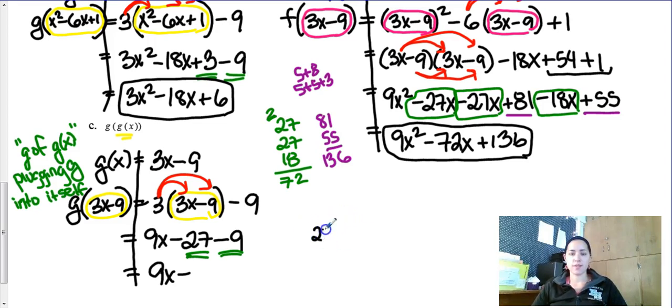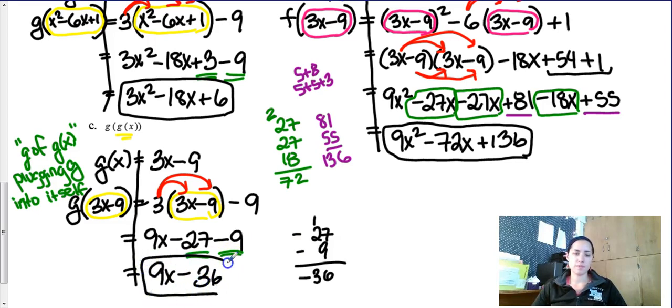If we're not sure, off to the side. They're both negative, so I can add them together and make my answer negative. 9 plus 7 is 16. Carry the 1. 36. So minus 36. And that's it.